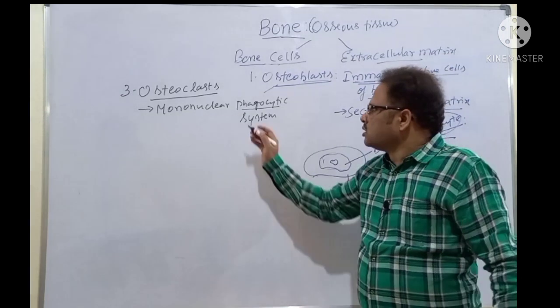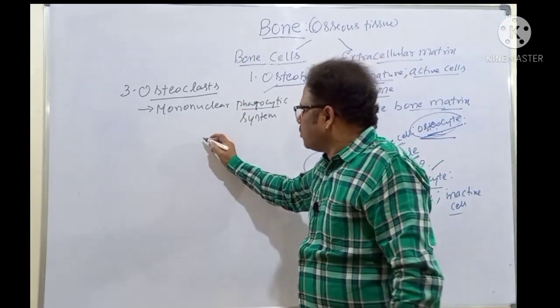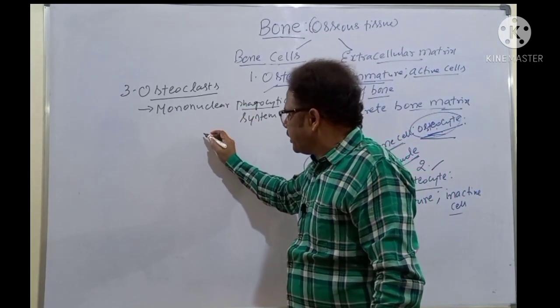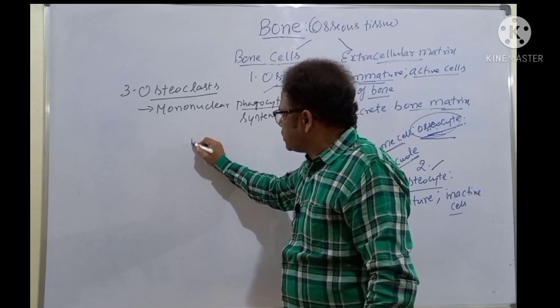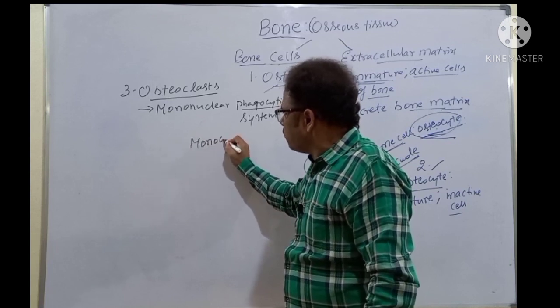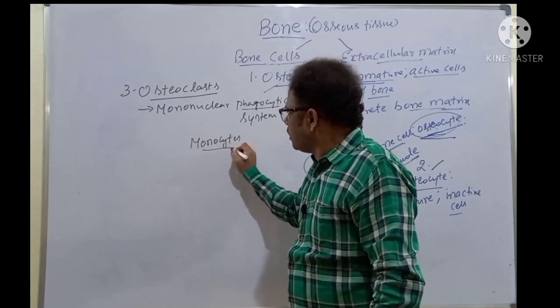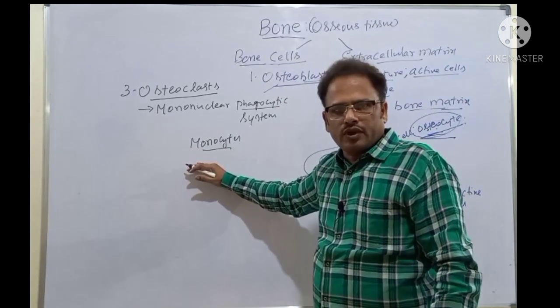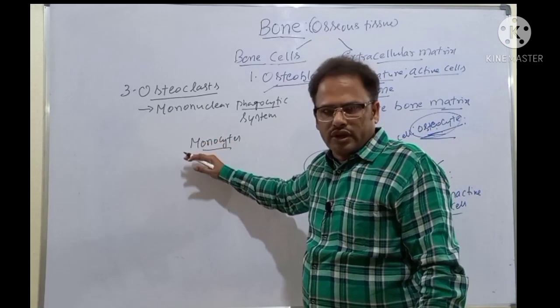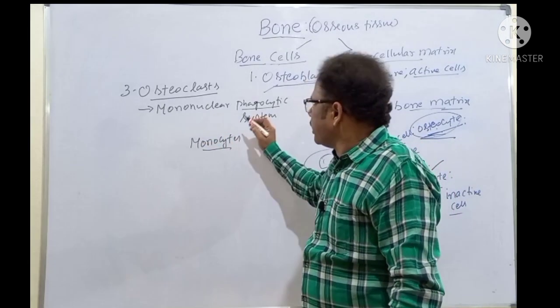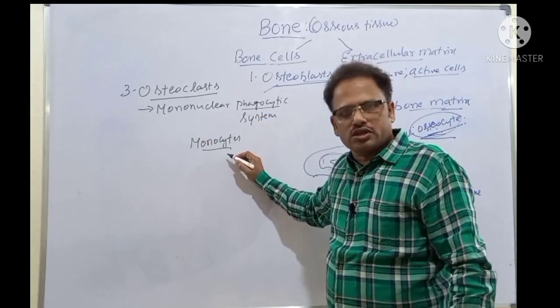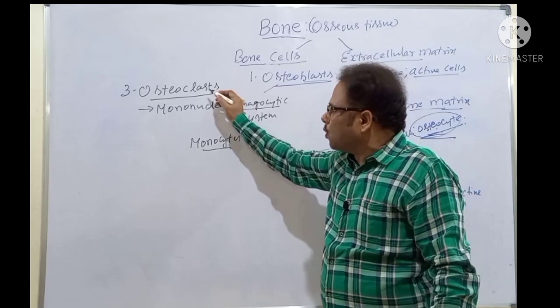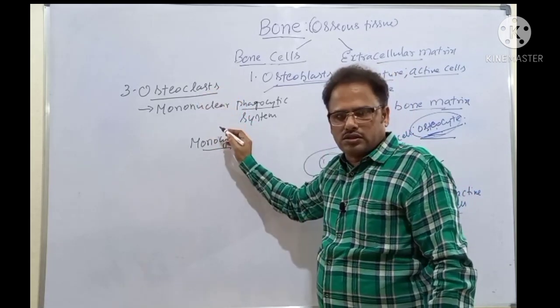Clear, students? So, osteoclasts. What happens? Some of the WBC, that is monocytes. Which type of WBC? Monocytes. They go to the liver and are called Kupffer cells, in synovial joints they are synovial cells. Like this, in connective tissue they become histiocytes. In the same way, they come to the bone and form the osteoclasts.